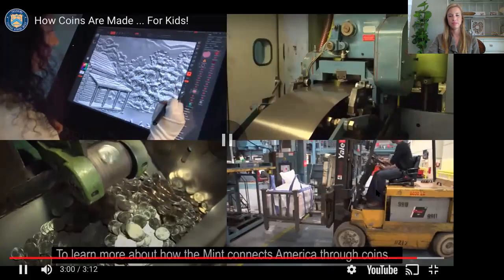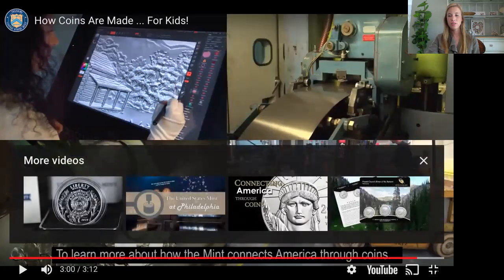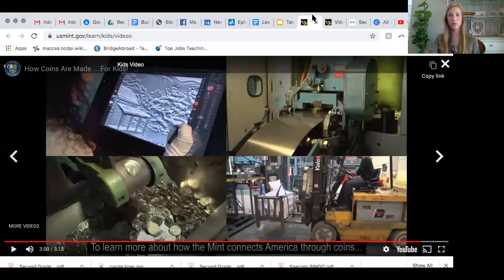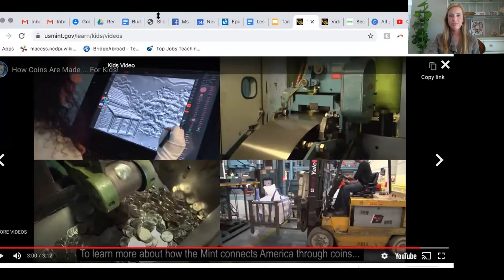To learn more about how... All right, so this is a really neat website. This is actually the website for the Mint. So you can go on here and you can actually learn more about coins in the Mint. And there are also some games you can play, which is kind of cool.